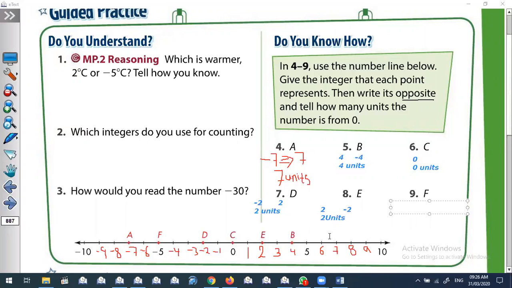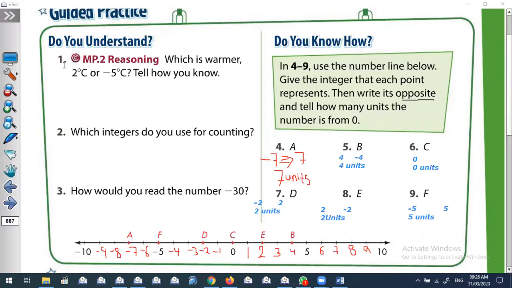F, letter F. Letter F, the number represents negative 5. What is the opposite of negative 5? Yes, 5. What is the distance from negative 5 to 0? The distance is 5 units. Distance is 5 units.